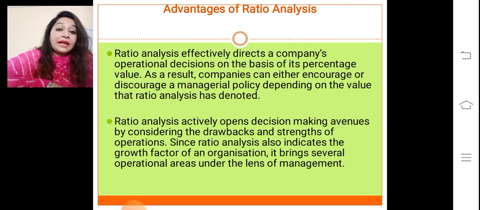Next, there are some advantages of ratio analysis. Number one, ratio analysis effectively directs a company's operational decisions on the basis of its percentage value. As a result, companies can either encourage or discourage a managerial policy depending on the value that ratio analysis has denoted. Ratio analysis actively opens decision making avenues by considering the drawbacks and strengthening the operation. Since ratio analysis also indicates the growth factor of the organization, it brings several operational areas under the lens of management.